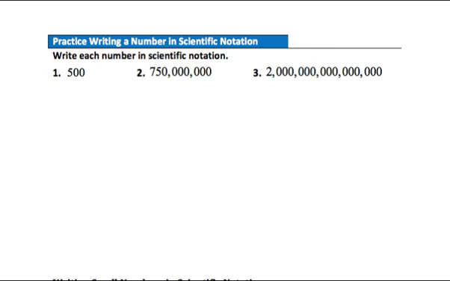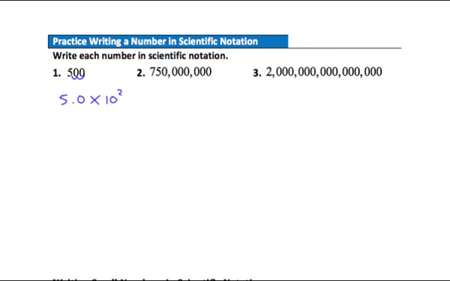Okay, practice problem 1, 500. We want to write this in scientific notation. So we need 5.0 times 10 to some power. If I want 5.0 to become 500, I'd need to move the decimal 1, 2 places. So times 10 to the second.